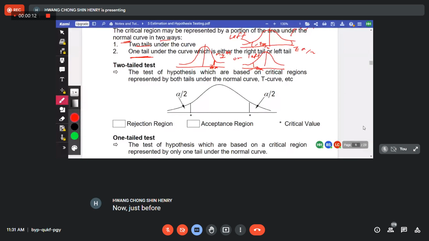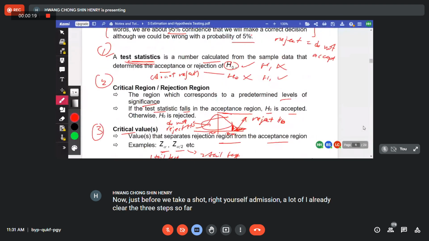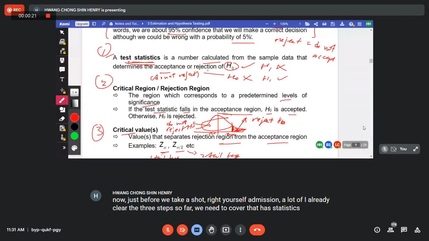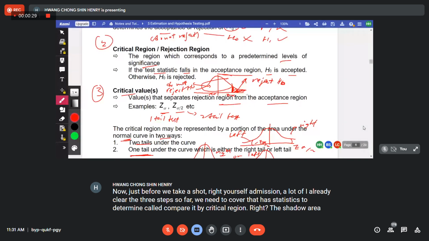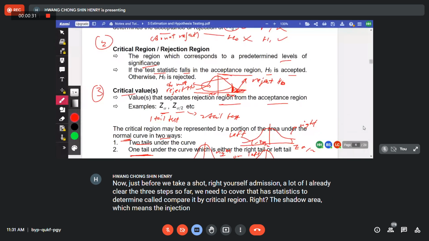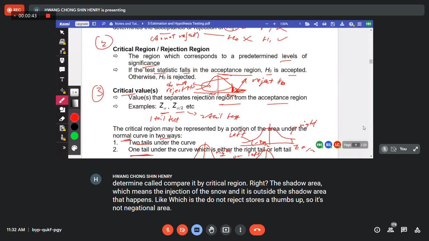Now, just before we take a short rest, I mentioned, I hope really clearly, the three steps so far. We need to calculate the test statistic and compare it with the critical region, right? The shaded area means rejection of the H0, and if it falls outside the shaded area, on the left-hand side, that is the do not reject H0, the acceptance side. So the do not reject H0 area, or we call it the accept H0 region.